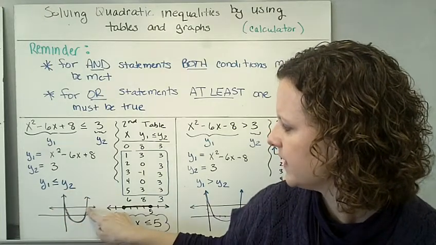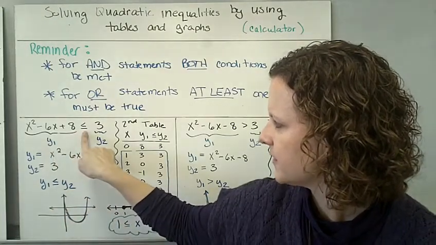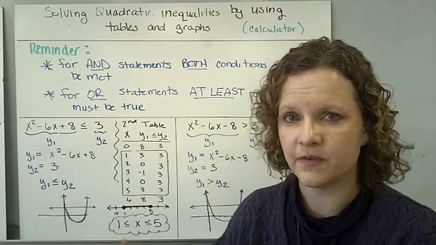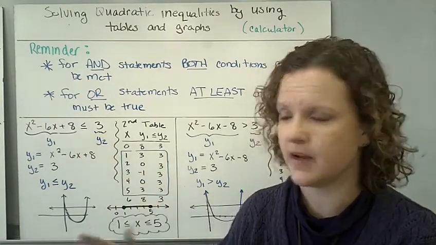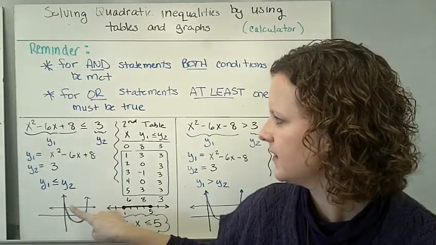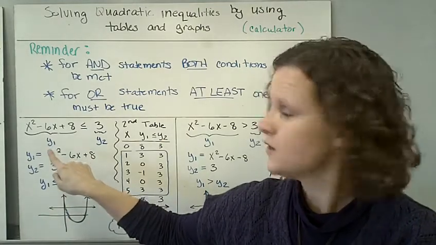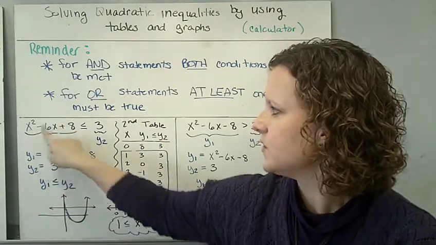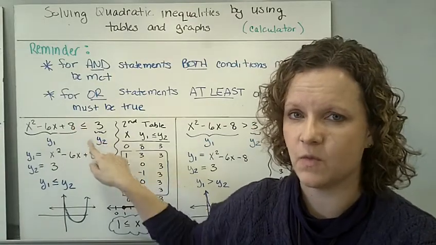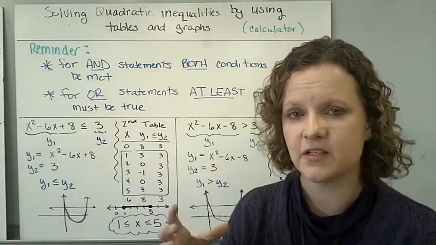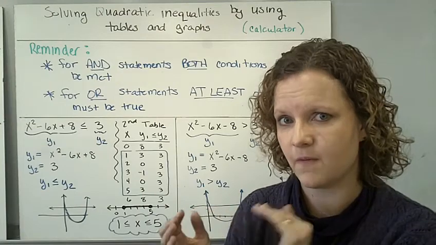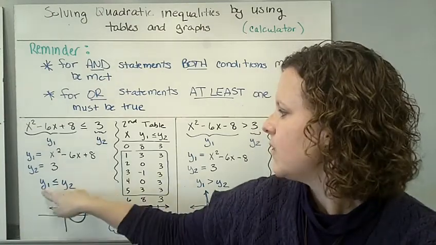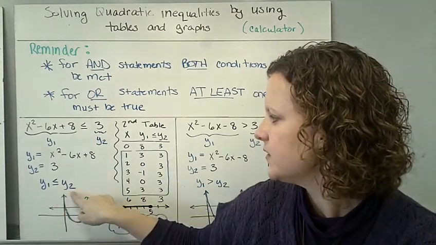I've shaded in blue here where it would be less than or equal to. We're not going to be graphing for our assignment, but I just wanted to show you graphically what it looked like. So what we do is we set y1 equal to the left side of the equation and y2 equal to the right side. We actually plug that into our graphing calculator under y1 and y2. y1 has to be less than or equal to y2.